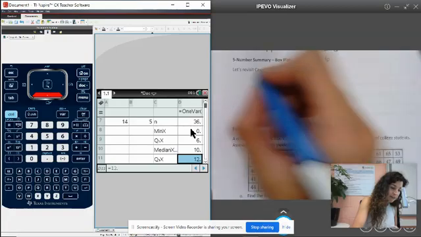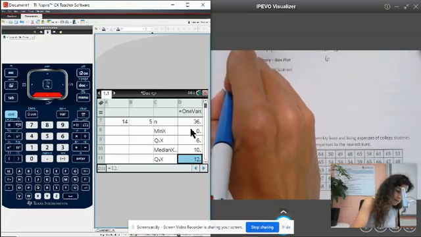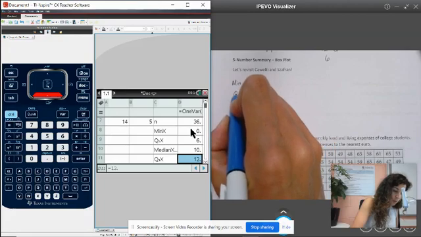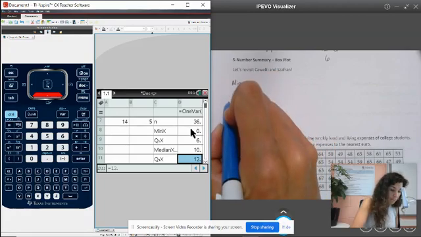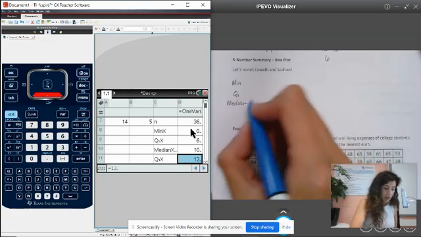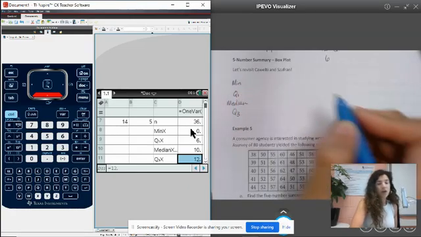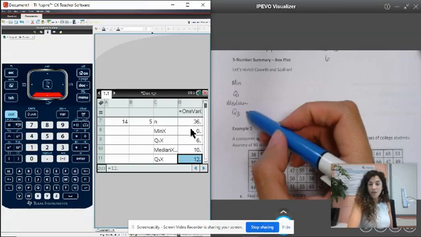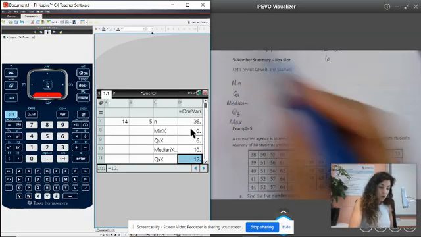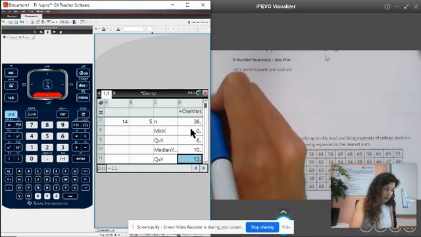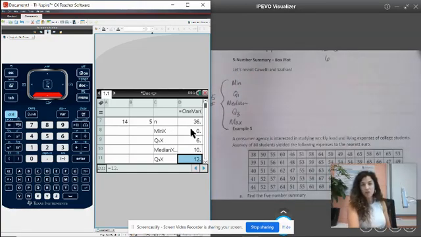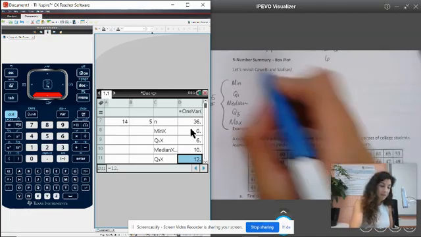So your 5 number summary consists of the minimum, your quarter 1, your median, which is also your quarter 2, quadrant 3, and then your maximum. Those are your 5 number summary numbers. Those are the 5 numbers when we're talking about the 5 number summary.